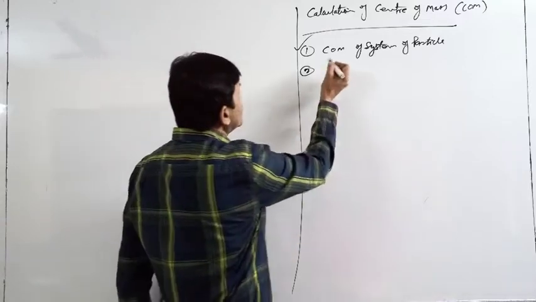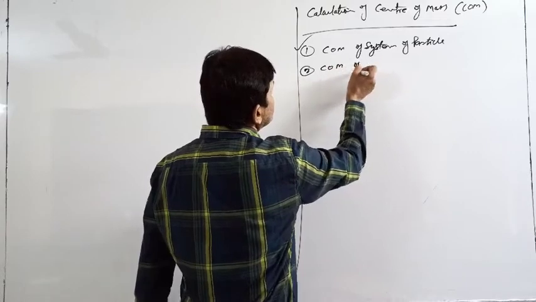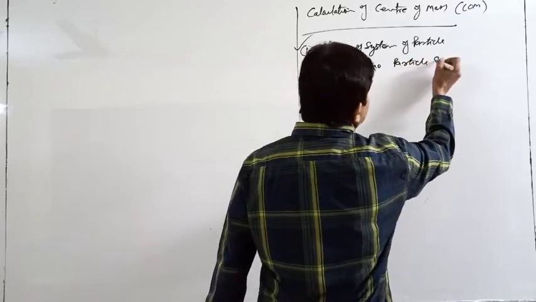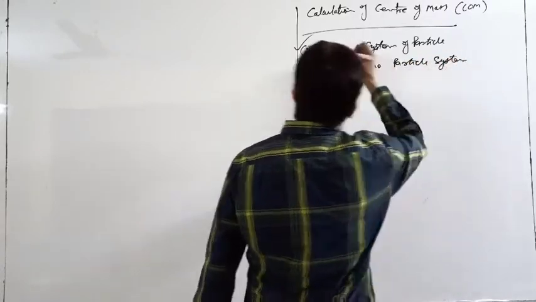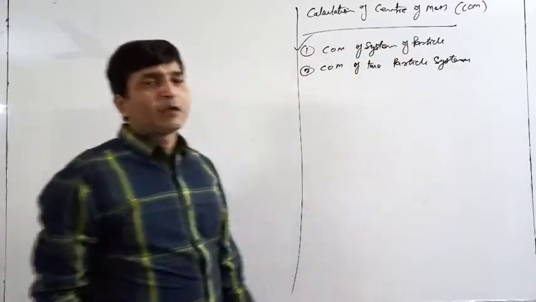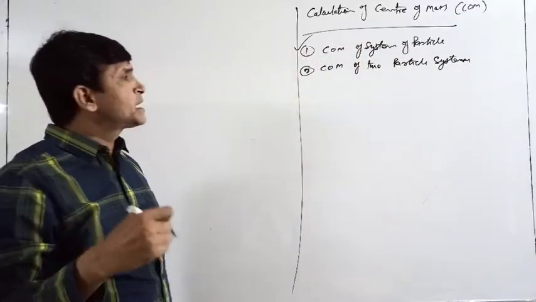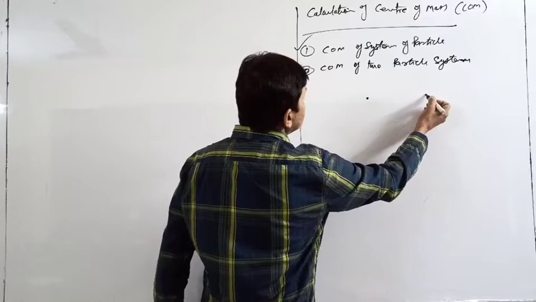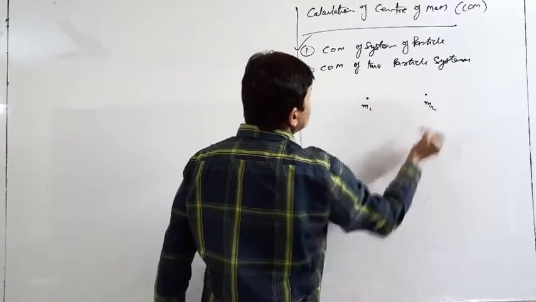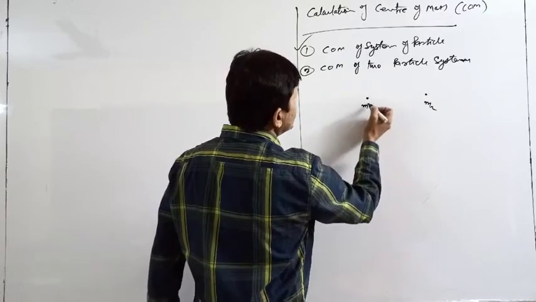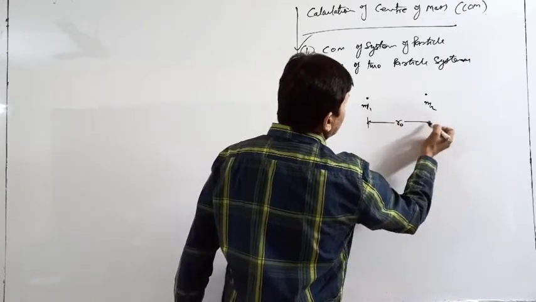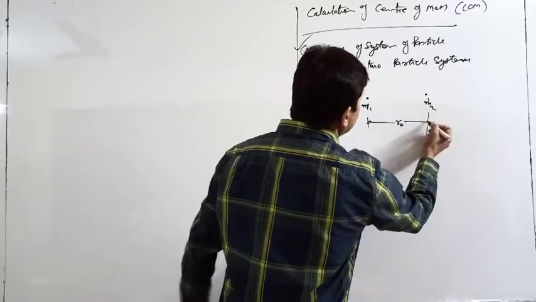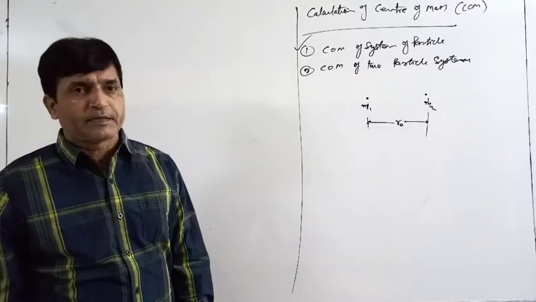Center of mass of a two particle system. Only two particles. In the first case there were n number of particles, but here we will take only two particles because this is a very commonly used case. So this is one particle M1 and this is M2, and these two are at a distance R0. Now we have to find the position of the center of mass of the system.